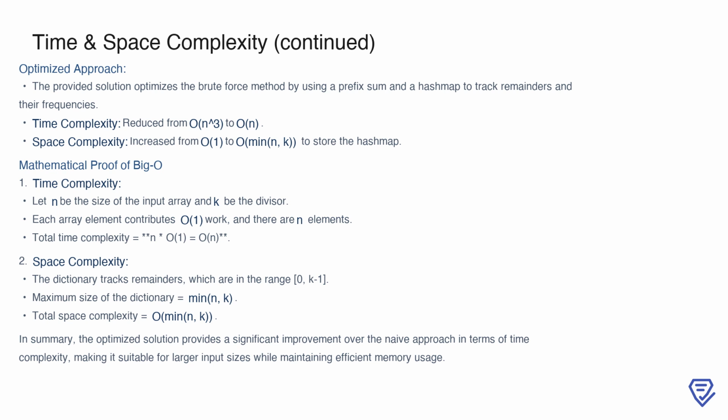Mathematically, the time complexity is derived from the fact that each of the n elements contributes O(1) work, leading to a total complexity of O(n). Similarly, the space complexity is determined by the maximum possible size of the remainder dictionary, which is limited to min(n, k). This balance of efficient time and manageable space usage makes the optimized solution a robust choice for solving the problem, even with large input sizes.